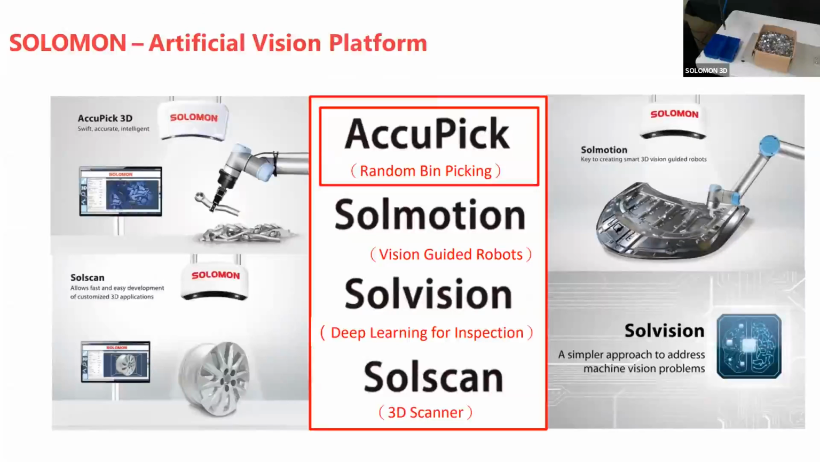And these are going to be the 4 AI platforms that Solomon offers. Today, we're going to be discussing AccuPick, which is our solution for random bin picking. We also can provide Sol Motion, which is AI vision guided robotics. So we guide the robot using AI technology. Sol Vision is our 2D AI inspection software. And Sol Scan is the last one. That's going to just be the scanner. So if you need to render a point cloud of an object, you can use our 3D scanner based on structured light technology.